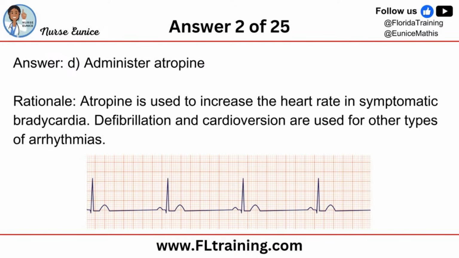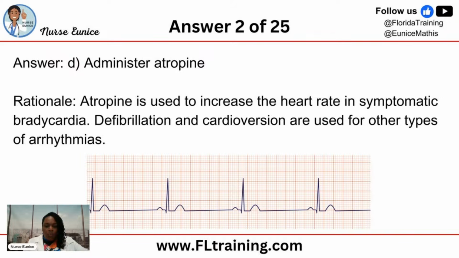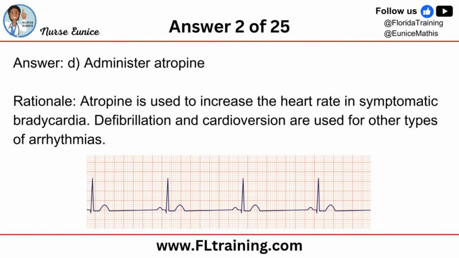So when someone has a heart rate of 40, they're going to be dizzy. If we took their blood pressure it could be lower than normal, which is what we refer to as being symptomatic. And of course, once you recognize this as the CNA, you call the nurse in the room, and one of the first medications that will be given to this person is going to be used to increase the heart rate in symptomatic bradycardia. However, defibrillation and cardioversion, which were some of the other answer options, are used for other types of arrhythmias. So you would not defibrillate or cardiovert somebody who had a slow heart rate.